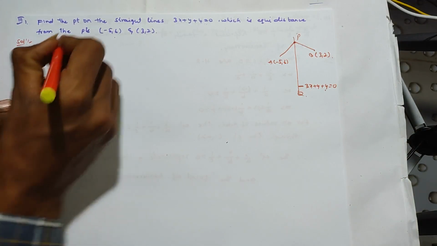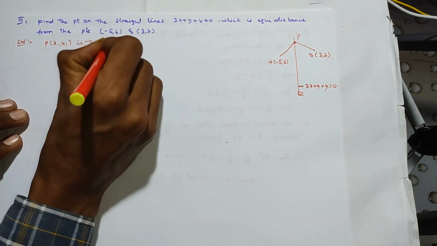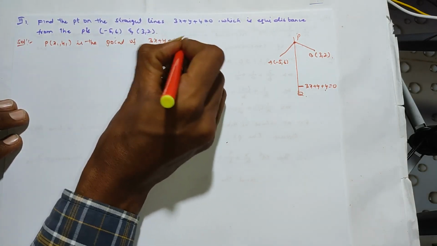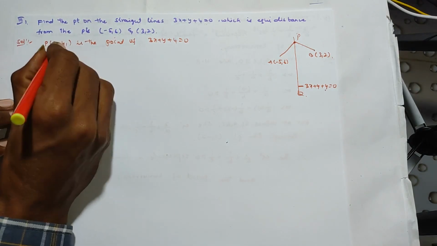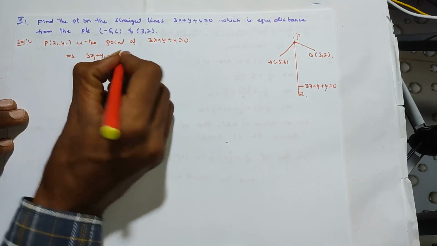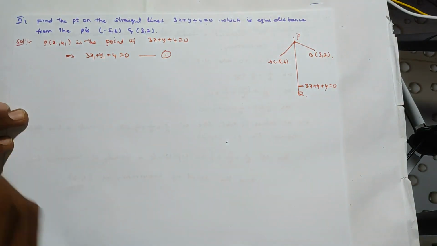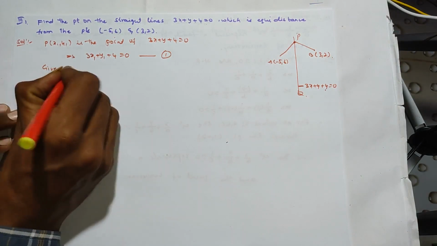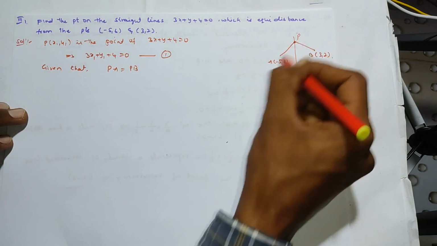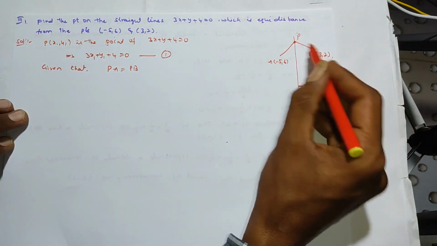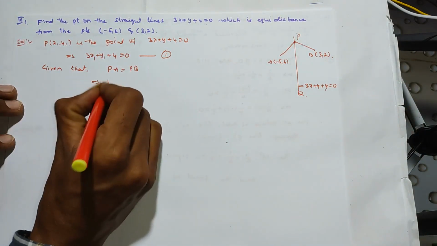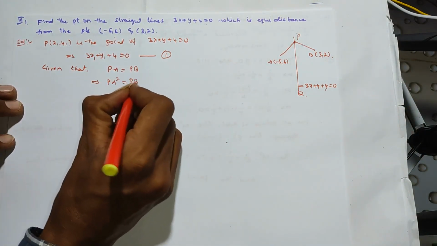P(x1, y1) is a point on the line 3x + y + 4 = 0, which implies this point satisfies the line equation, that is 3x1 + y1 + 4 = 0. Line equation 1. The given condition is PA = PB, because from the point P, A and B are at equal distance, that is PA = PB. It can also be written as PA square = PB square.